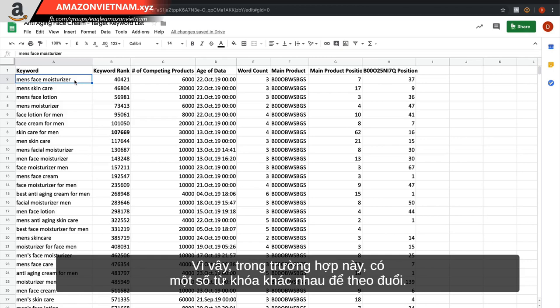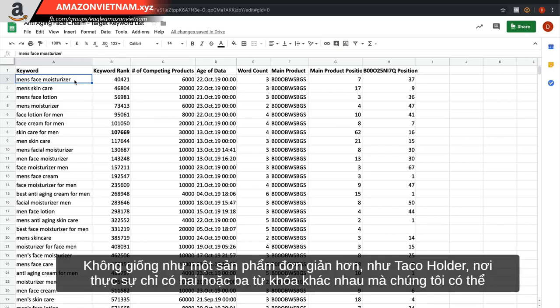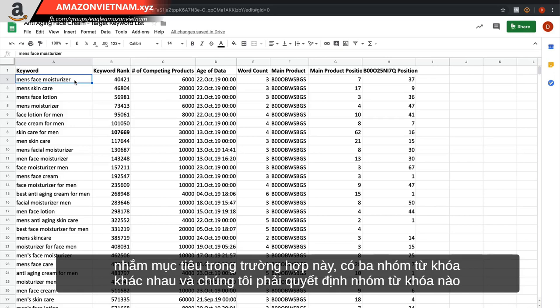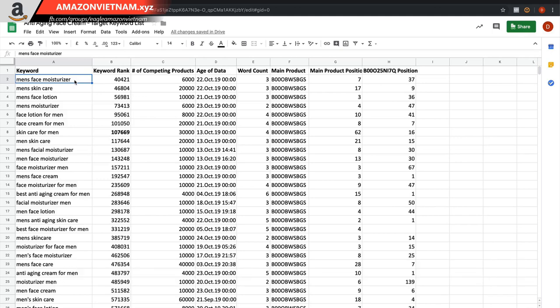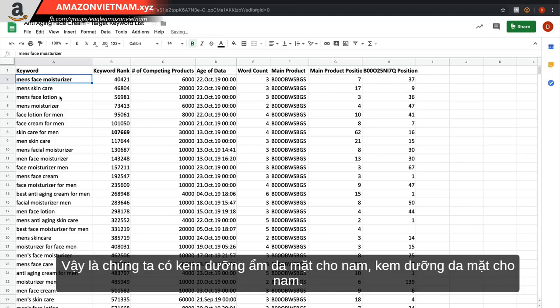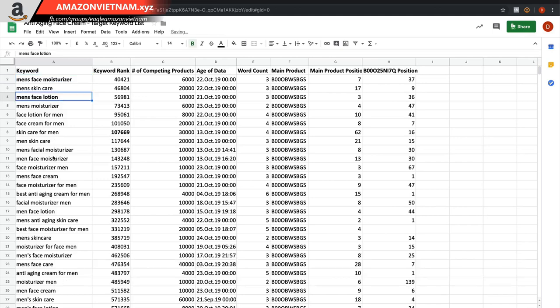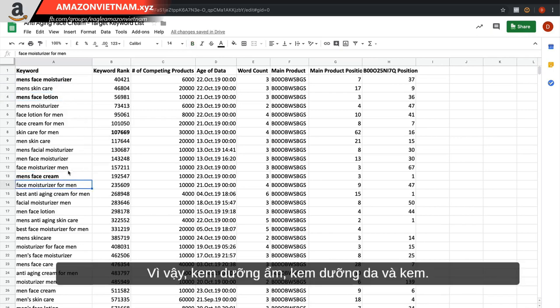So in this instance, there are a number of different keywords to go after. Unlike a more simple product like the taco holder, where there was really only 2 or 3 different keywords that we could target, in this instance, there's 3 different keyword groups, and we have to decide which one we match the intent most closely to, and decide which ones we're going to go after during our launch. So we have men's face moisturizer, men's face lotion, and then men's face cream. So moisturizer, lotion, and cream.